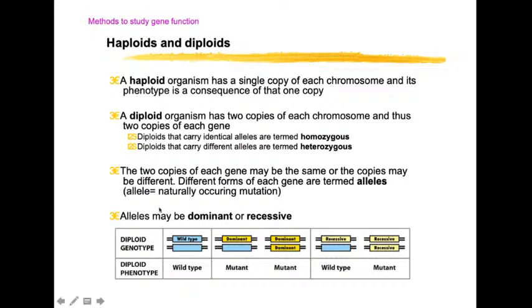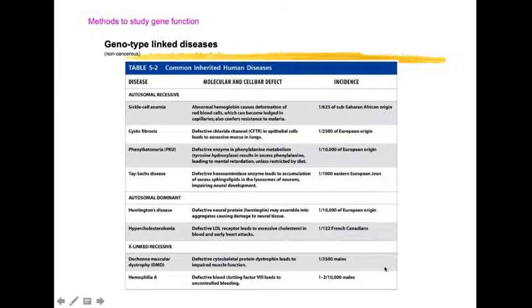So the diploid genotype here and the diploid phenotype. The diploid genotype includes the wild type here, and the mutants having the dominant genes are yellow, and the wild type is recessive, and 1 and 2 are mutant here. And some genotype-linked diseases, like sickle cell anemia, which happens because of abnormal hemoglobin, which causes deformation of your red blood cells and clogs the capillaries, with resistance to malaria. This is mostly found in the sub-Saharan African region.